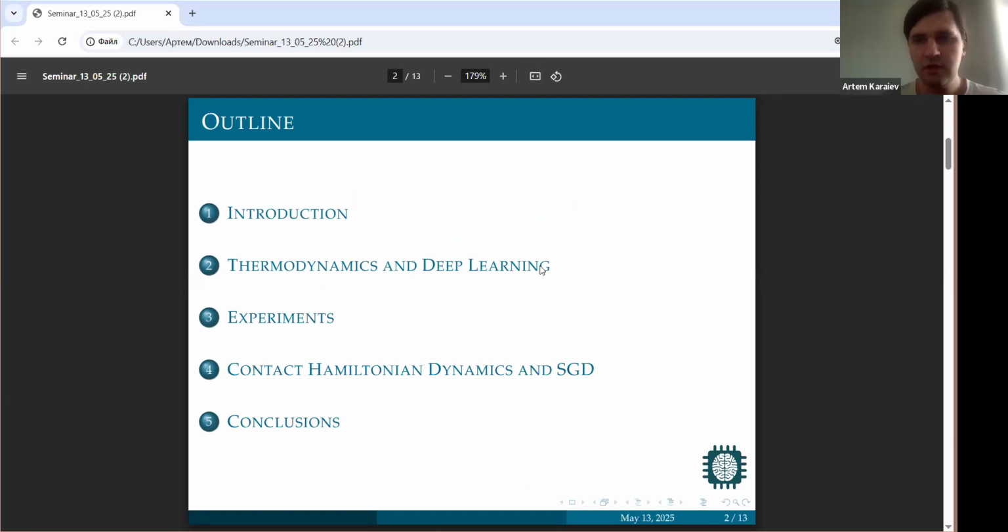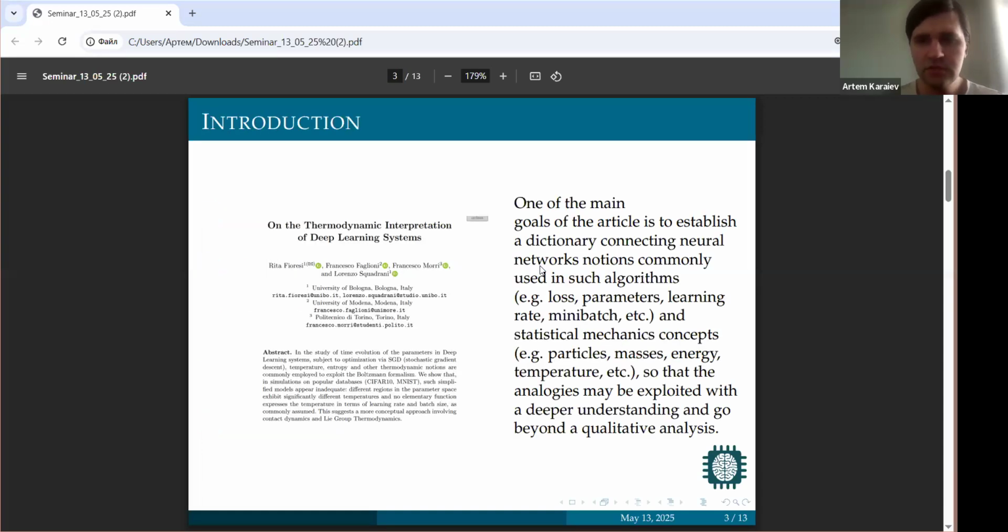At the beginning, I will tell you the main goals and ideas of the article and what the authors want to show us, what results they want to see. Next, we will discuss the notation, variables, functions, and other analytics which the authors use to describe thermodynamics and deep learning. After this, I will tell about the experiments which the authors use to show the results and compare them with the analytics, and at the end I will talk about the authors' idea of using contact Hamiltonian dynamics and their conclusions.